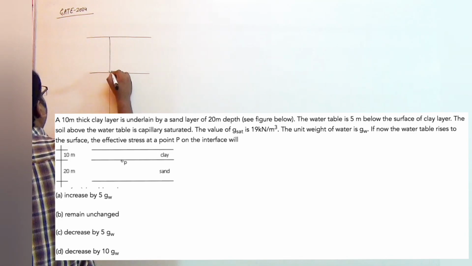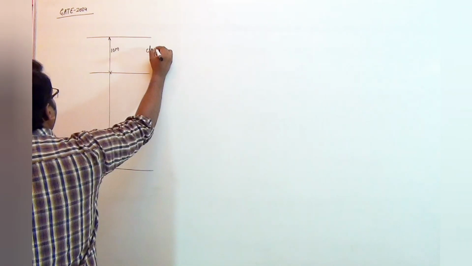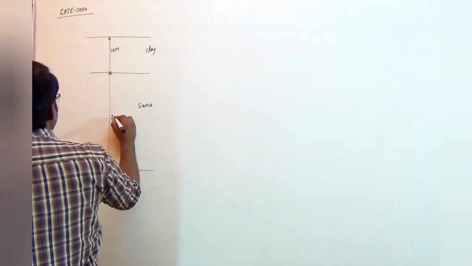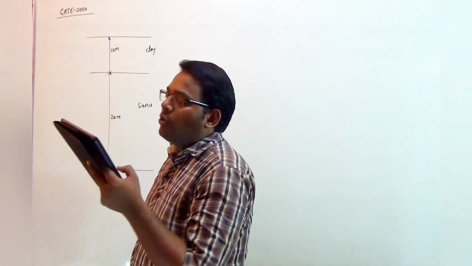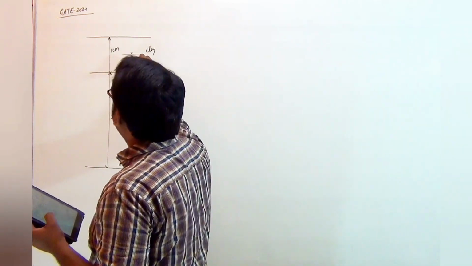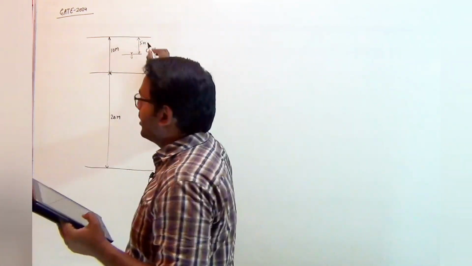The depths are given for the first 10 meter, that is clay. After that sand is present for the next 20 meter. Fine. The water table is 5 meter below the surface of the clay layer. Initially the water table is here. Fine. This is at a distance of 5 meter.